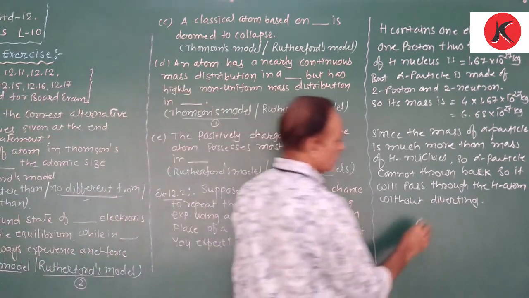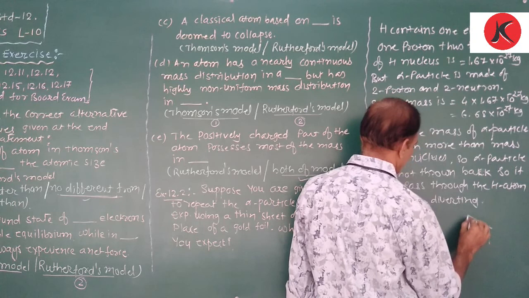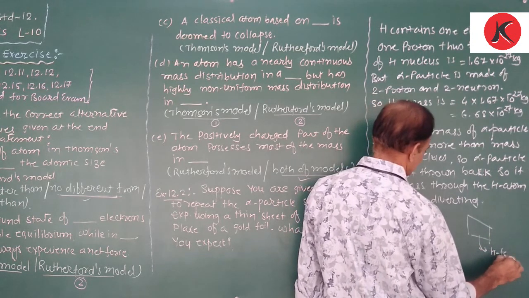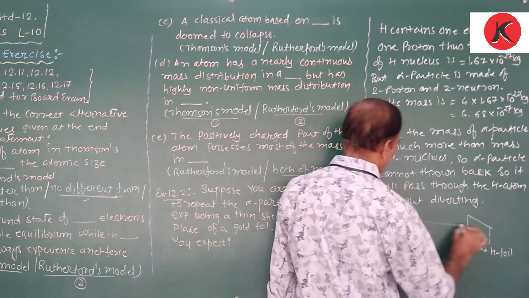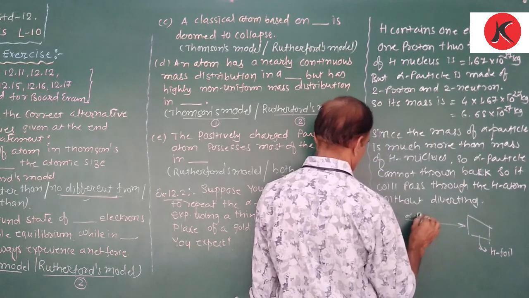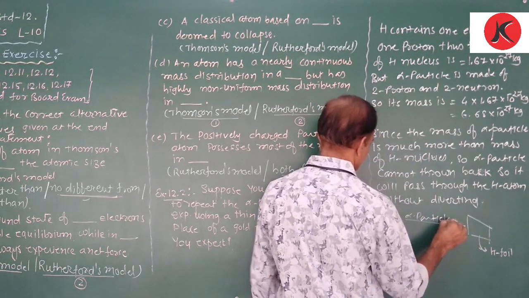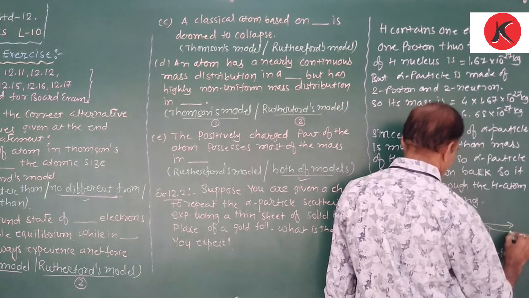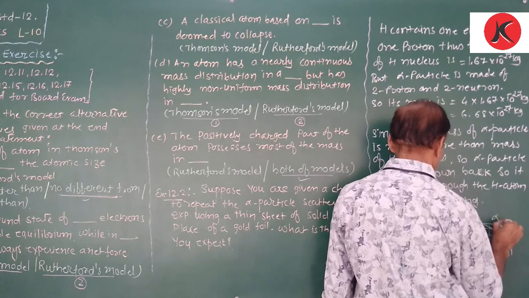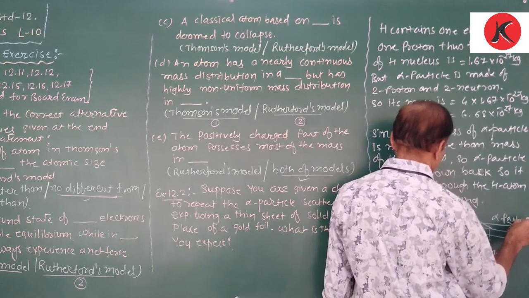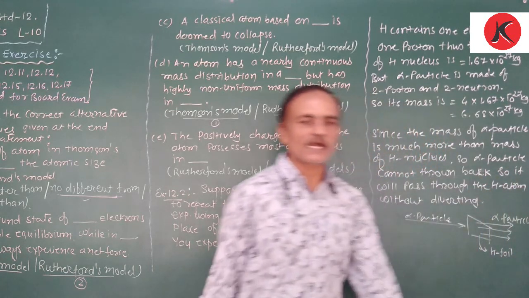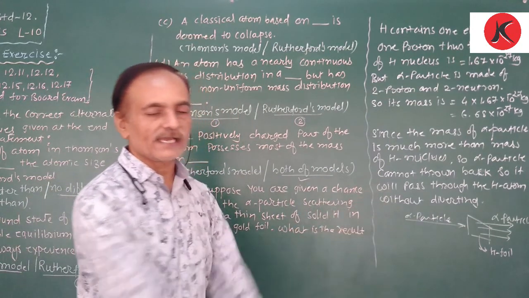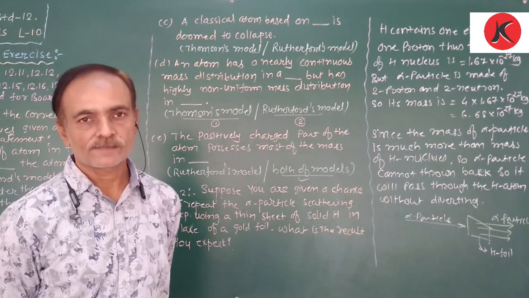Here, when the alpha particle is incident on the hydrogen atom, the alpha particle easily passes through. That means the scattering of the alpha particle does not take place. The alpha particle simply passes through the hydrogen atom.